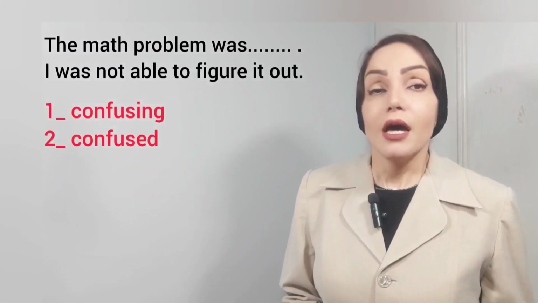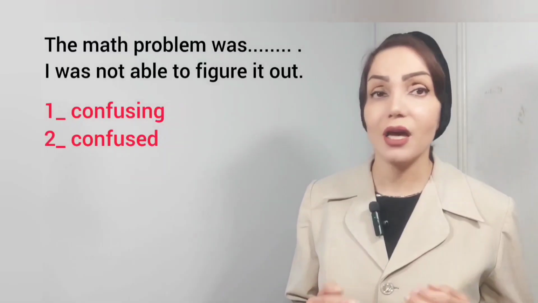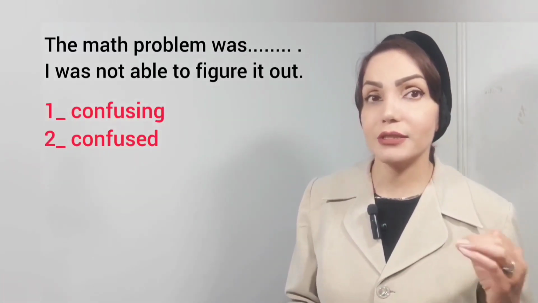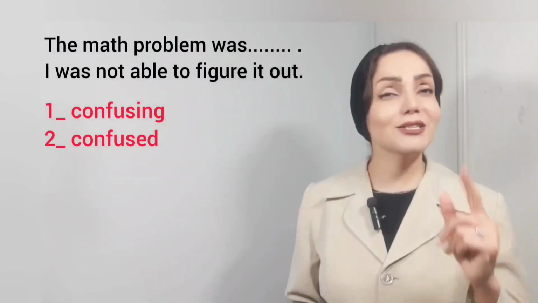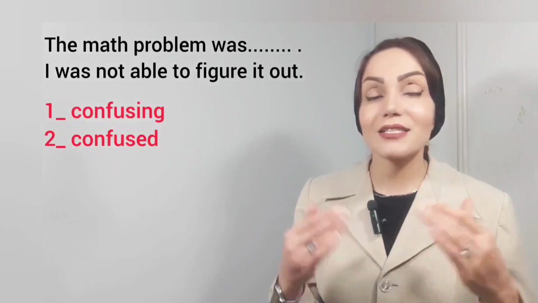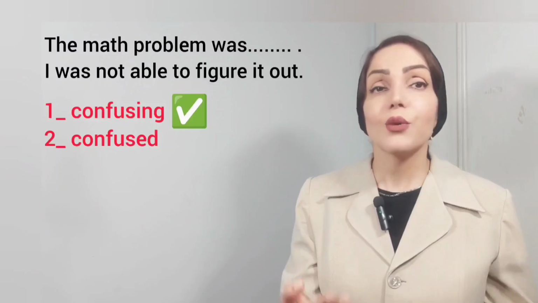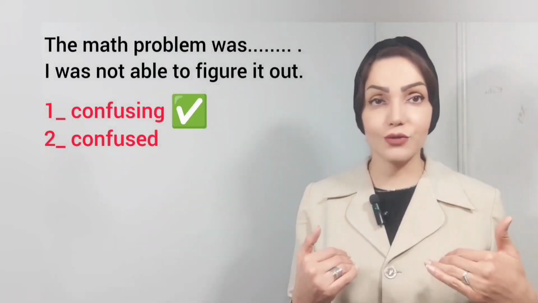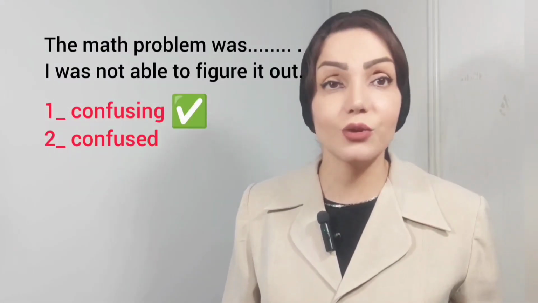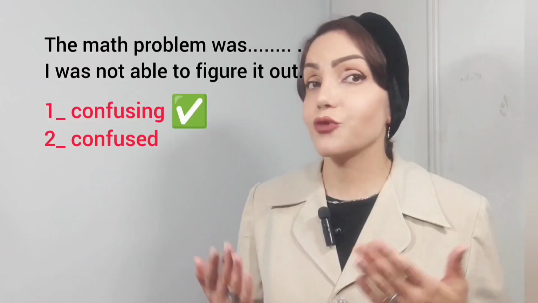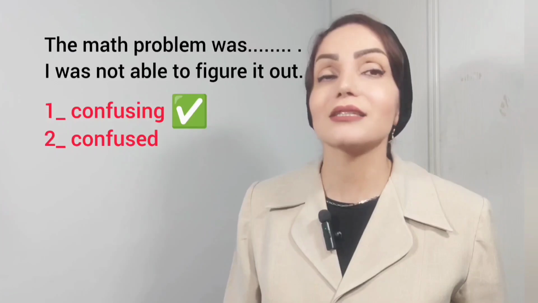Let's move on to the fourth test. Look at here. The math problem was confusing or confused. I was not able to figure it out. Which one is correct? Confusing or confused? Yes, you're right. As I told you before, something is confusing, something is boring, and we feel bored, we feel confused. So here we are talking about a math problem causing me to get confused, causing me not to be able to figure it out. So here confusing is the right answer.